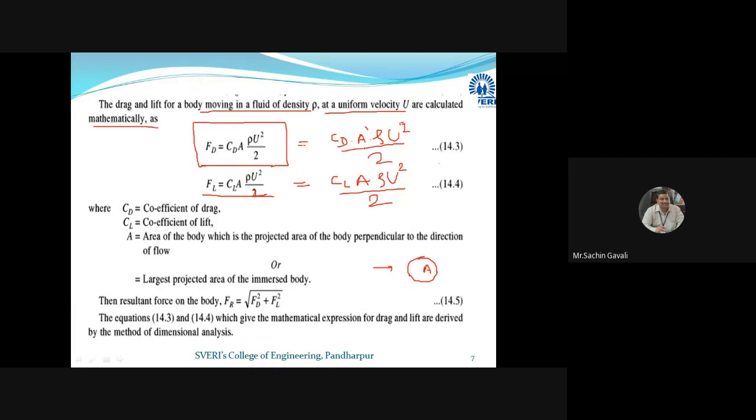Now I think everybody knows that the old vehicles that are still around, their front body is designed in what shape? Anybody? What is the shape of that body?